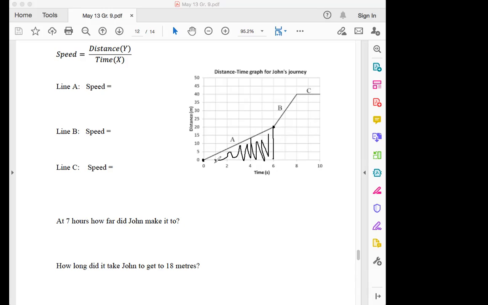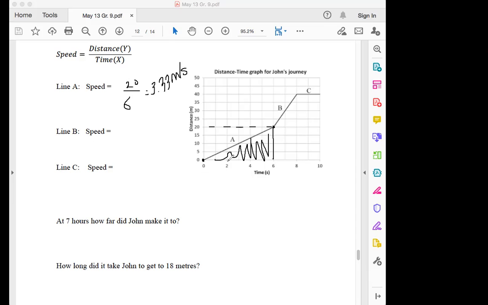What we're going to do is the distance, which is 20. So we have distance right here is 20, go down the line. And then our time is 6. So we do 20 divided by 6, and that would give us 3.333 meters per second.